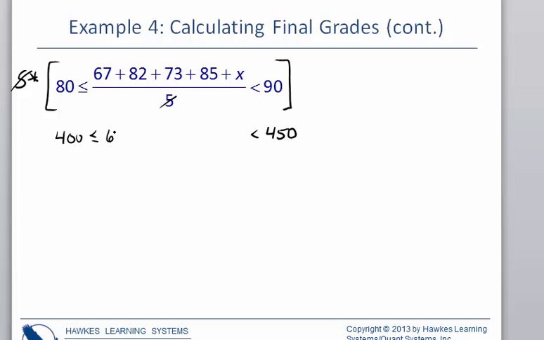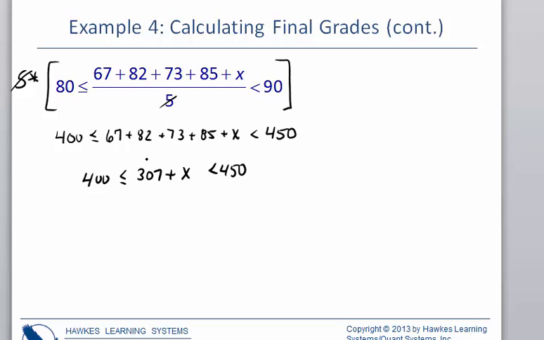So in the middle, I'm going to still have the 67 plus the 82 plus the 73 plus the 85 plus X, but the denominator has been canceled. So if we add those numbers on the top in the middle, we're going to end up with 307. And so I'm going to go ahead and simplify this: 307 plus X, and we want that to be between 400 and 450.